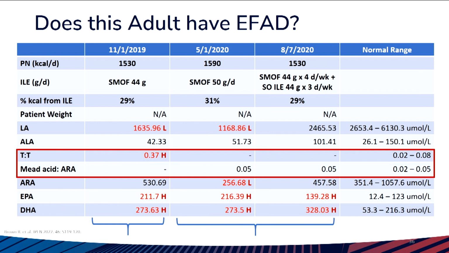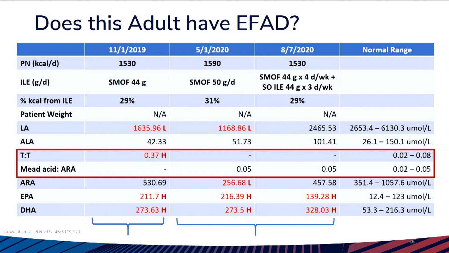So when you look at their labs, you can see the first labs that were drawn when they were only on 44 grams of lipid a day. And you can see that the TT ratio was high. It was 0.37, so definitely above the Holman index. Even without seeing the mead acid, we would say, oh, they need more lipid. So they increase it, and the TT ratio goes to normal. It's 0.05. They've got high EPA and DHA, those downstream products that are essential also. Their LA is still low, ARA is still a little low, but their ALA is normal now.